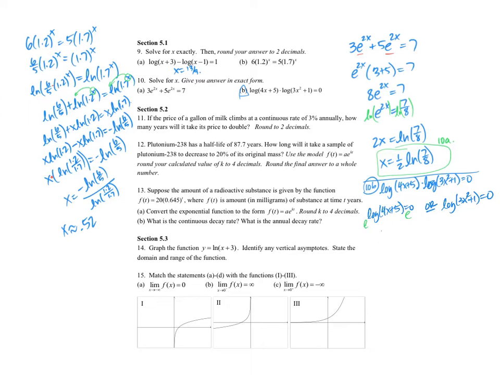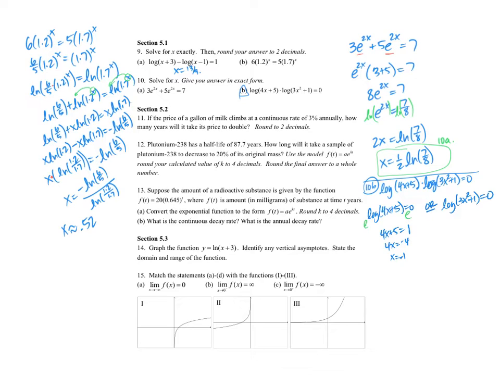Okay, and so now I can take e to both sides for both of these, taking those as powers of e. So we get 4x plus 5 equals e to the 0, which is 1. I can subtract the 5. 4x equals negative 4, since 1 minus 5 is negative 4. So x equals negative 1 from that one.